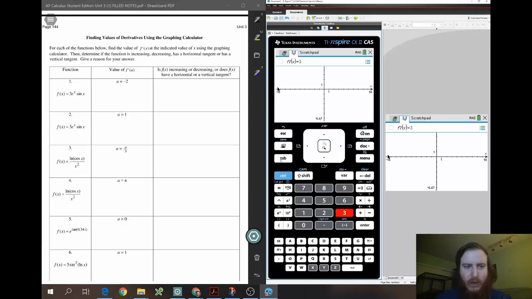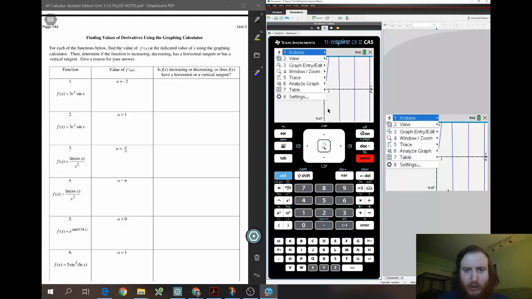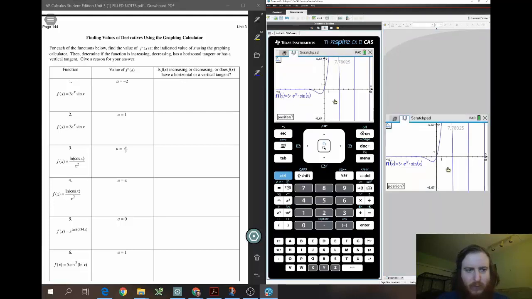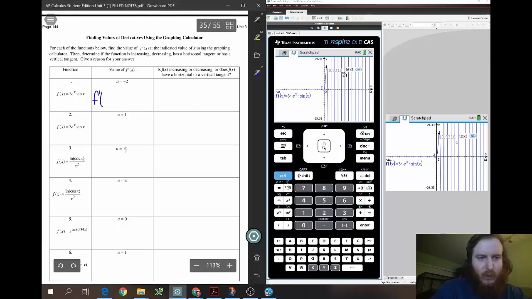So we're gonna have 3, and then the E button to the X, then use the right arrow to come back down, and then trig sine of X. And we're gonna enter. Now we're gonna go to Menu, Analyze Graph, and we're gonna go down to dy dx, and we're gonna type in 2. And we'll hit enter. And so it gives us 10.9318.